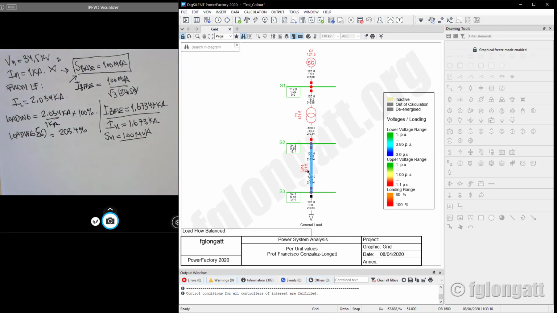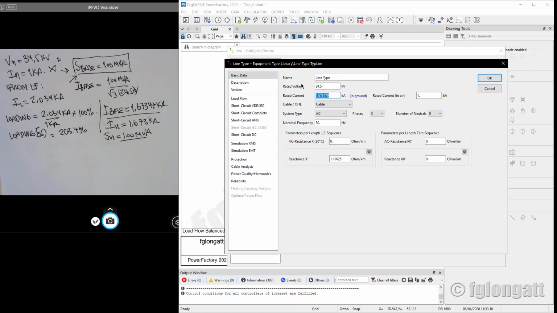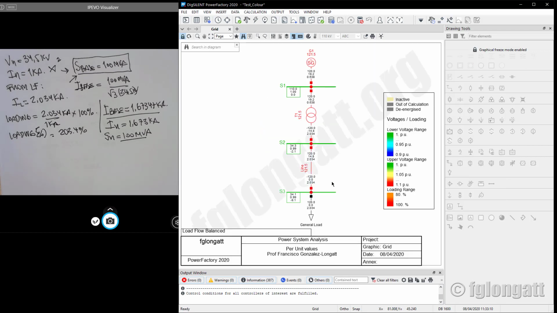Okay, good. Now we understand the meaning of the loading. The loading is basically the ratio between the load current and the rated current. For the transmission line, you must be careful because the nominal current is defined inside the type, and you can see over here it's inside the type. And now when we correct the nominal current, we have the same loading in every single device.